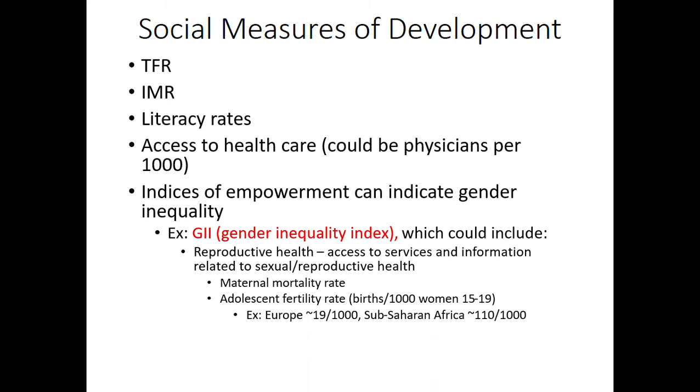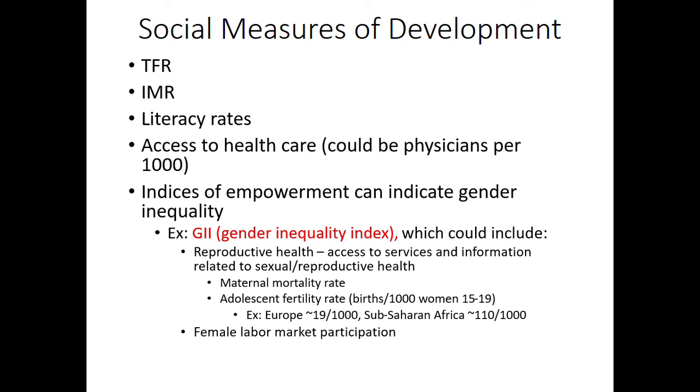watch out for. Here's just a quick example comparing Europe to Sub-Saharan Africa. Europe's women between 15 to 19 have 19 kids per 1,000 women, whereas in Sub-Saharan Africa, they have roughly 110 per 1,000 women. Wow.